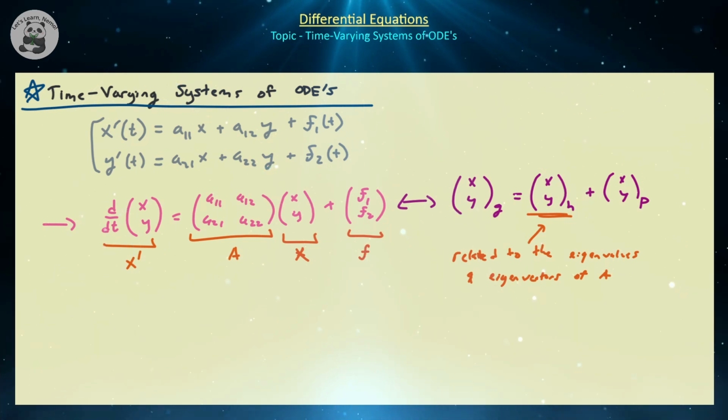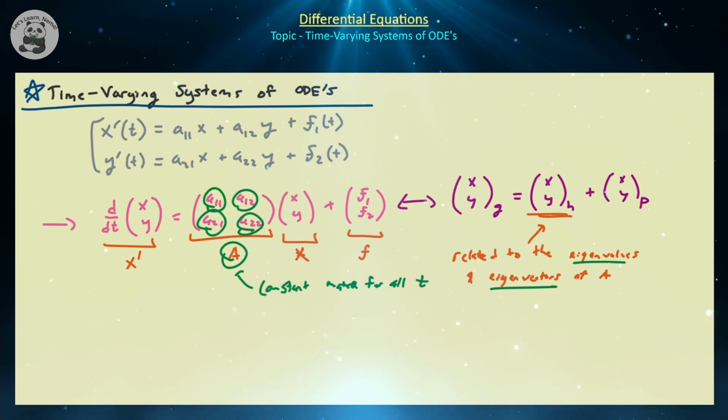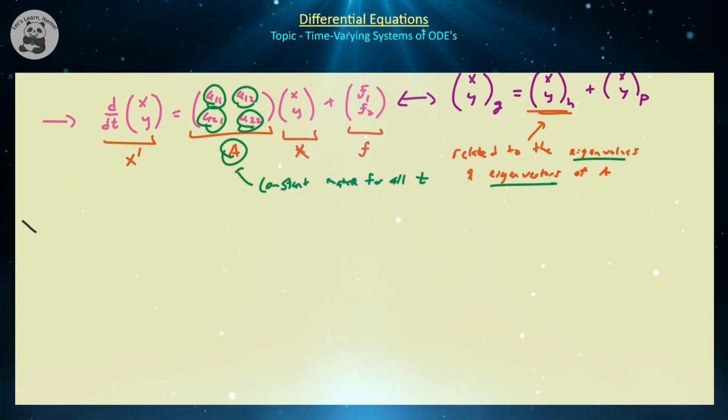So the solution for this practically depends solely on these coefficients, but notice that this is a constant matrix for all time t. Since it's a constant coefficient matrix, and the solution of this differential equation depends entirely on the eigenvalues and eigenvectors, that means the dynamics of this system of differential equations remains constant as well. But if instead these are now functions of time instead of constants, that means the eigenvalues and eigenvectors will also be functions of time, and hence the dynamics of the system will potentially be time varying. So that's practically what our focus is going to be today.